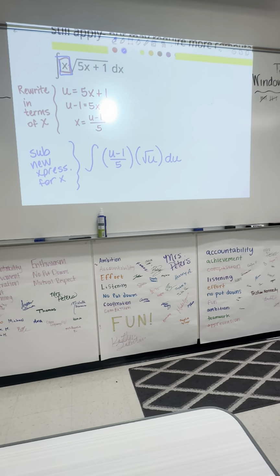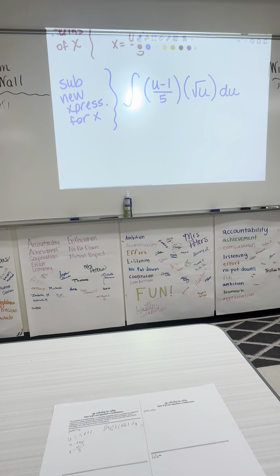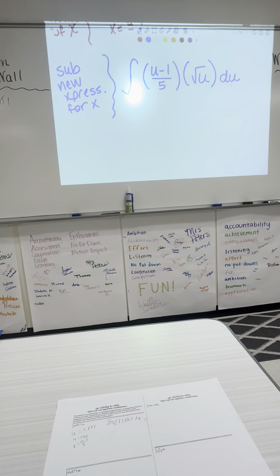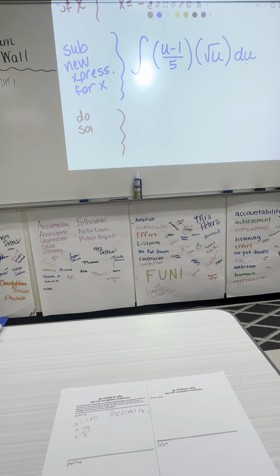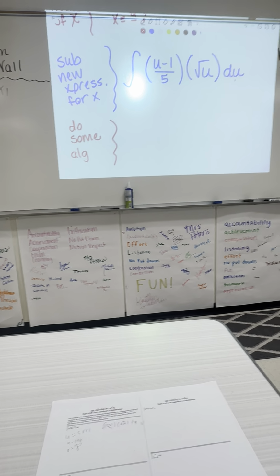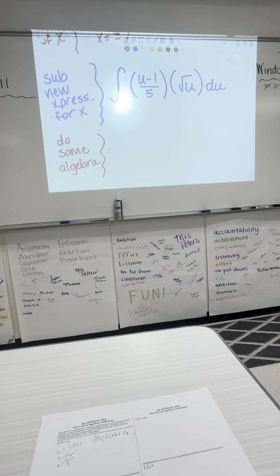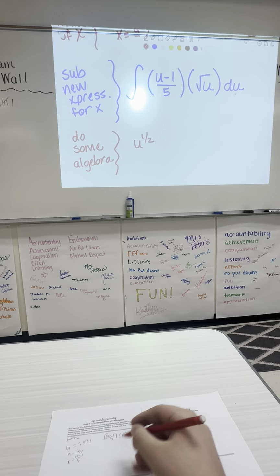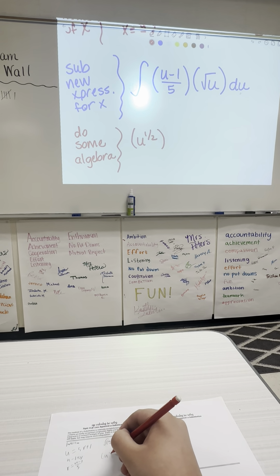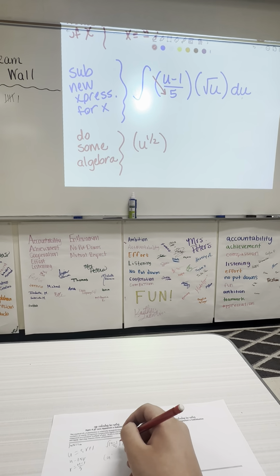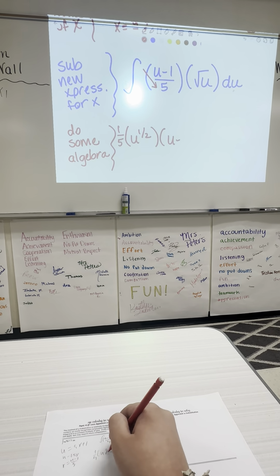Now, we're not done because I still can't integrate that as it stands. What I am gonna have to do is some algebra. So that's your next step. Do some algebra. It's our favorite part. Let's do some algebra. If I have u to the 1/2, and I'm multiplying that, actually I'm gonna do it like this. I'm gonna pull this 1/5 out for a second and put it over here. 1/5 times u to the 1/2 times u minus 1.